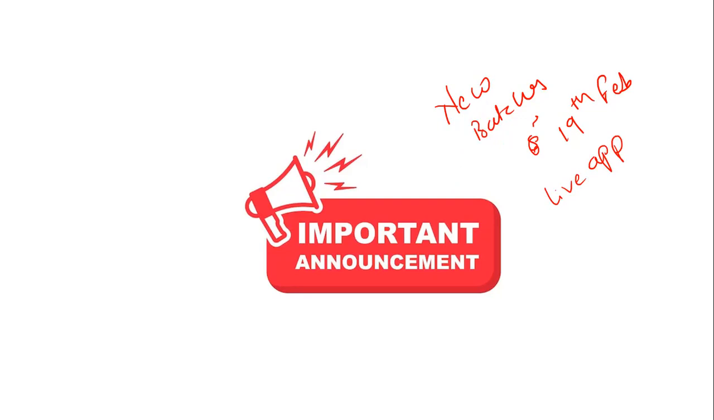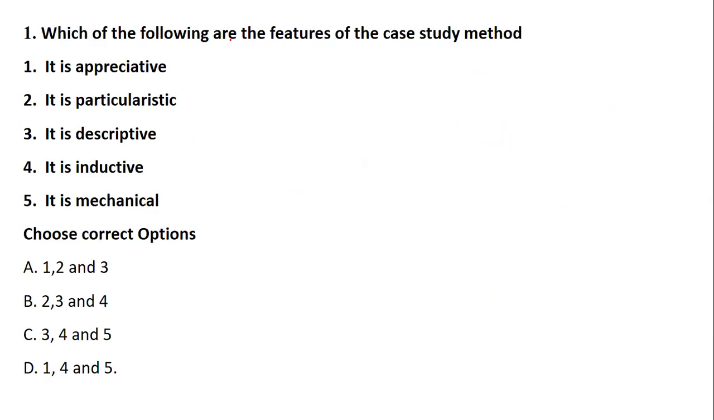So let's start with the first question of the day. Which of the following are the features of case study method? Now they have given you a certain list of features of the case study method, and they are asking you to find them out. The features which they have given are: it is appreciative, it is particularistic, it is descriptive, it is inductive, it is mechanical. Now they want you to understand which of the given features belong to the case study method. For this, you should first be aware of the case study method.